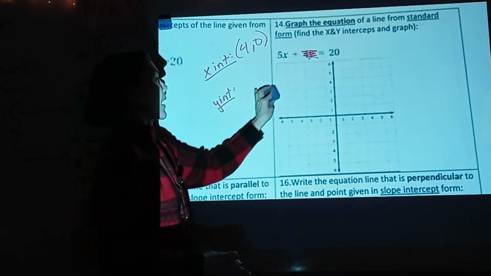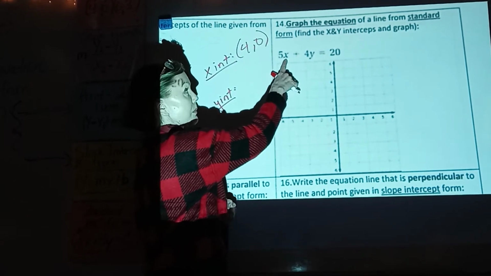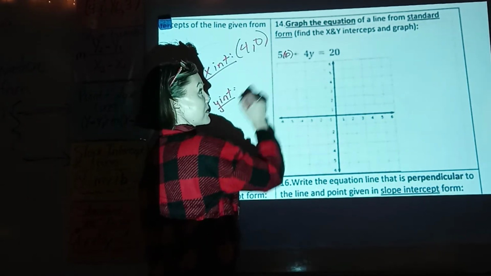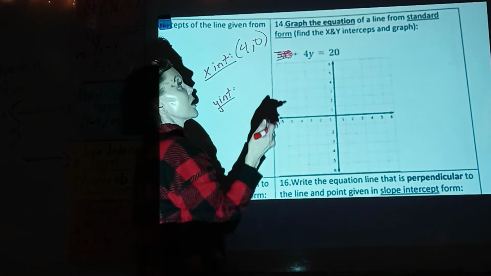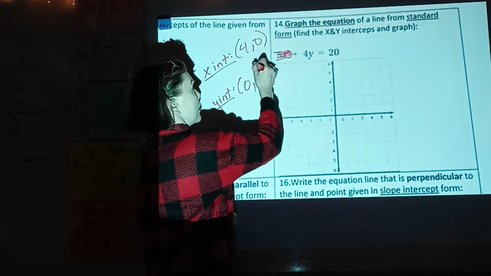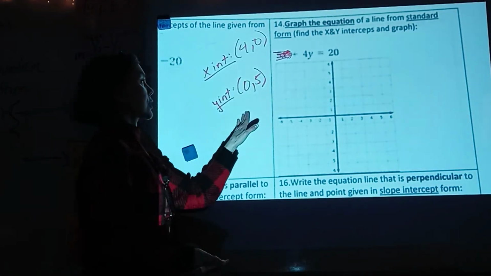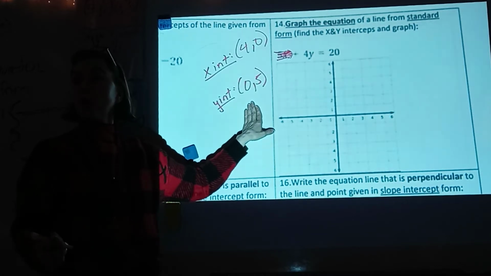Now, to find the y-intercept, we have to make the opposite equal to 0. So we're going to make 5 times 0, so 5 times 0, that's 0. It goes away. So divide by 4 on both sides, y equals 5. So our y-intercept is 0, positive 5. Are you all with me?